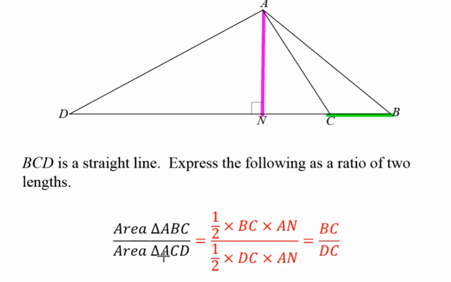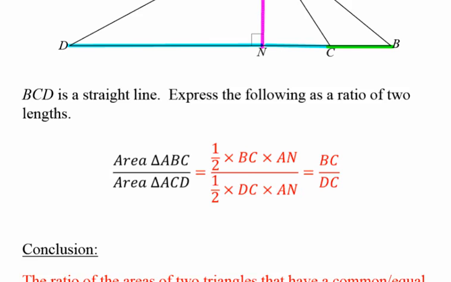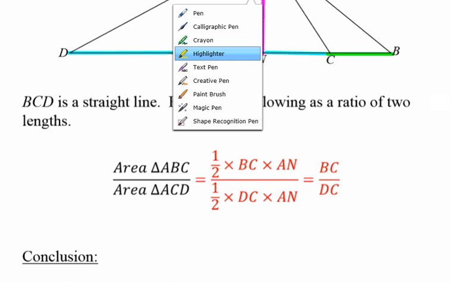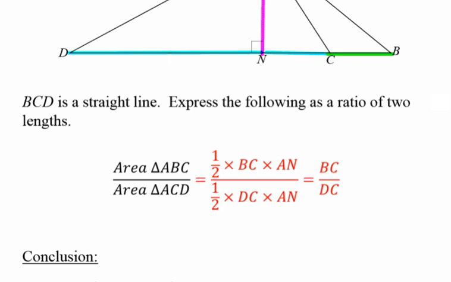I'm going to divide that by the area of ACD. ACD. So it's half times my base. I'm going to highlight my base in blue, which is CD or DC. Half times base times my perpendicular height. Now if you have a look down here at the formulae here, you'll see that different parts of that formula can now cancel. So I can go, okay, my half cancels with my half, and my AN cancels with my AN, and all I'm left with is my BC over DC.